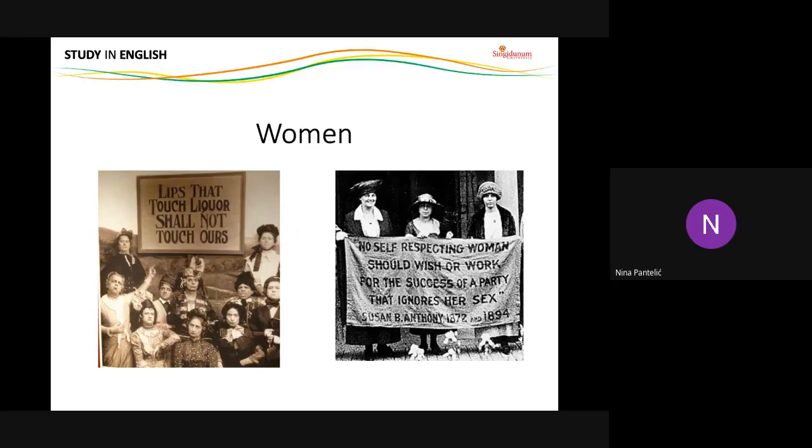And on the right-hand side, we have an example of suffragettes. Suffragettes were women who were seeking suffrage, meaning they wanted the right to vote. And it says, "No self-respecting woman should wish or work for the success of a party that ignores her sex." And this was a quote. Susan B. Anthony was one of the most famous suffragettes in United States history.